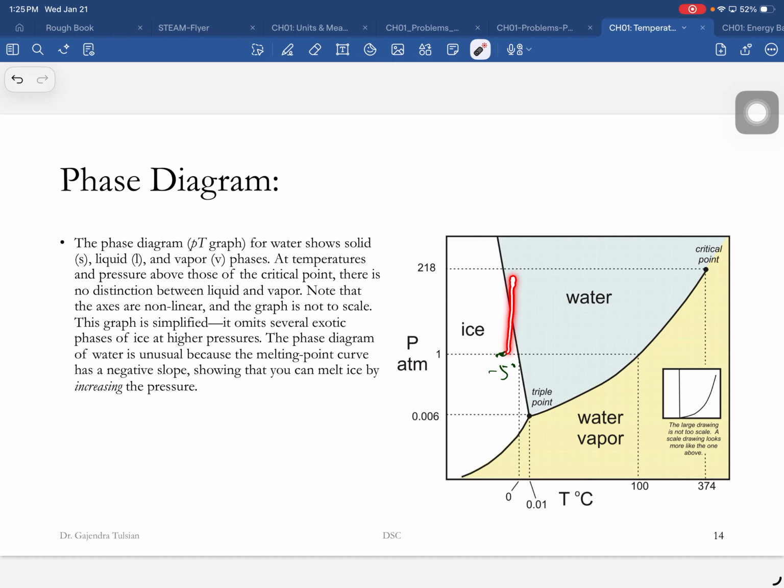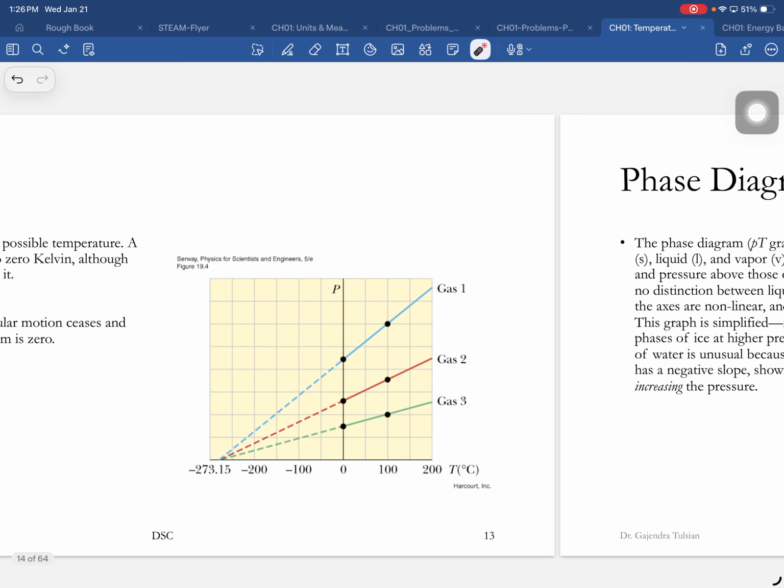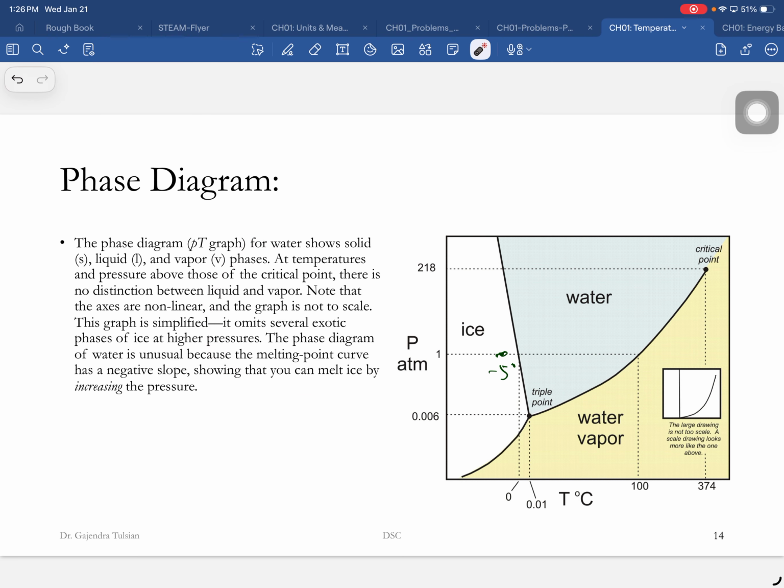That snow under your ski melted, and that's providing the grease that you need to ski. So skiing is only possible because of this negative slope. Had water had a positive slope, you wouldn't be able to ski. Or even if this line were vertical, you wouldn't be able to ski. So I'll come back to that question in a next class, hopefully. The phase diagrams are extremely important, and you'll see phase diagrams for all kinds of materials.